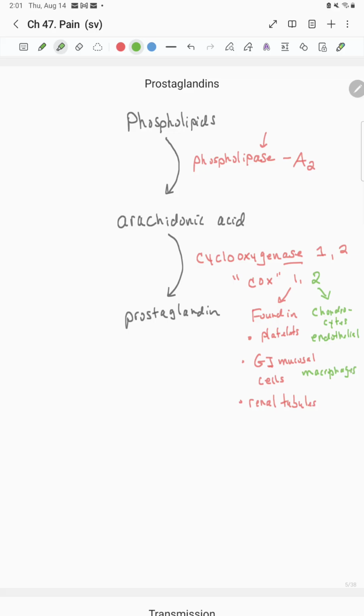Okay, the fact that the COX-1s are found in renal tubules, this is why a side effect of an NSAID is kidney issues, and another side effect is GI bleeding, also known as ulcerations. Okay, so you do have to be careful how much of NSAIDs that you do take, because you don't want to hurt the stomach, you don't want to hurt the kidneys.